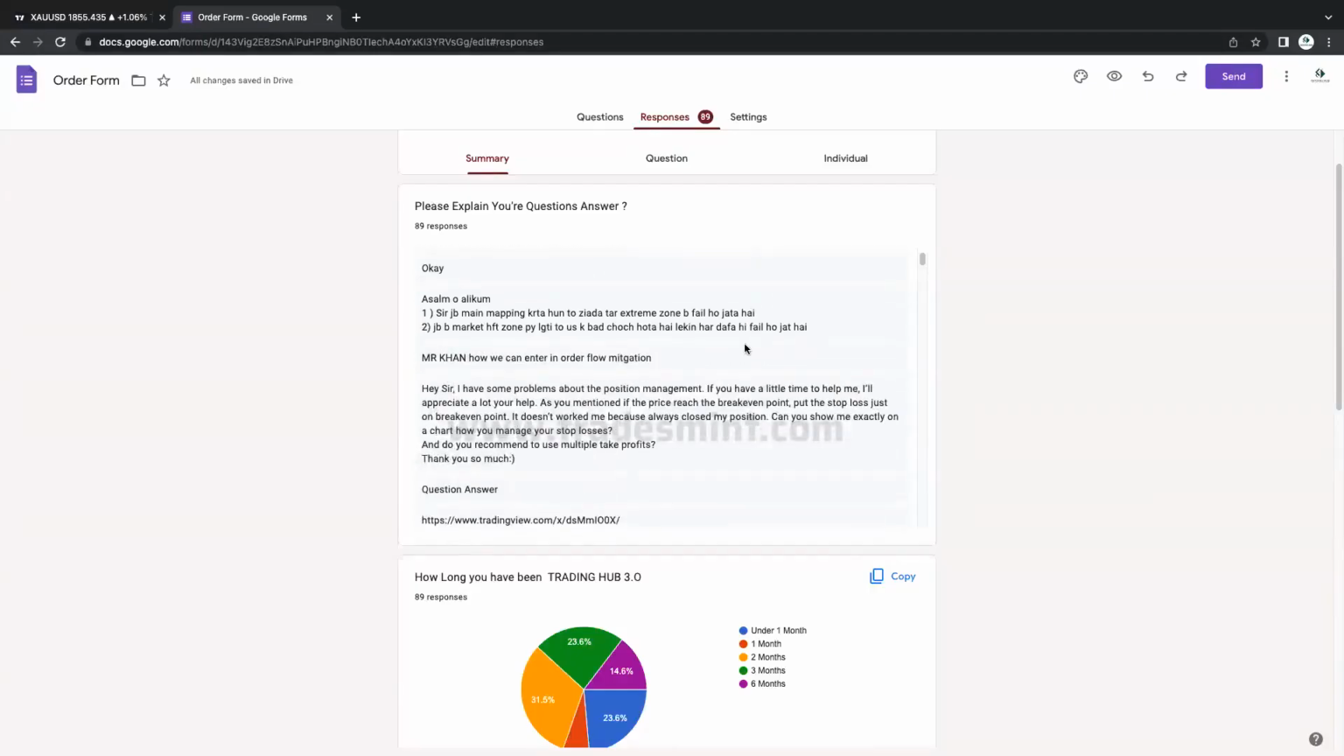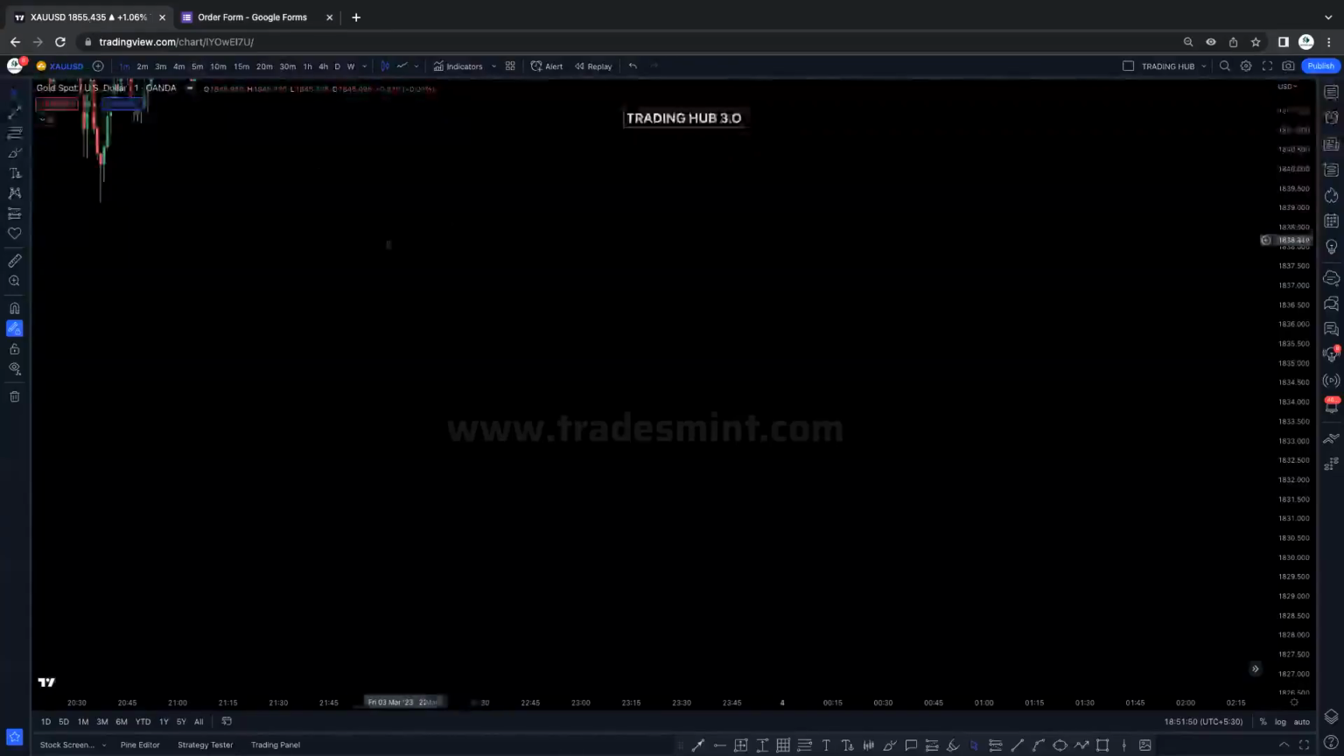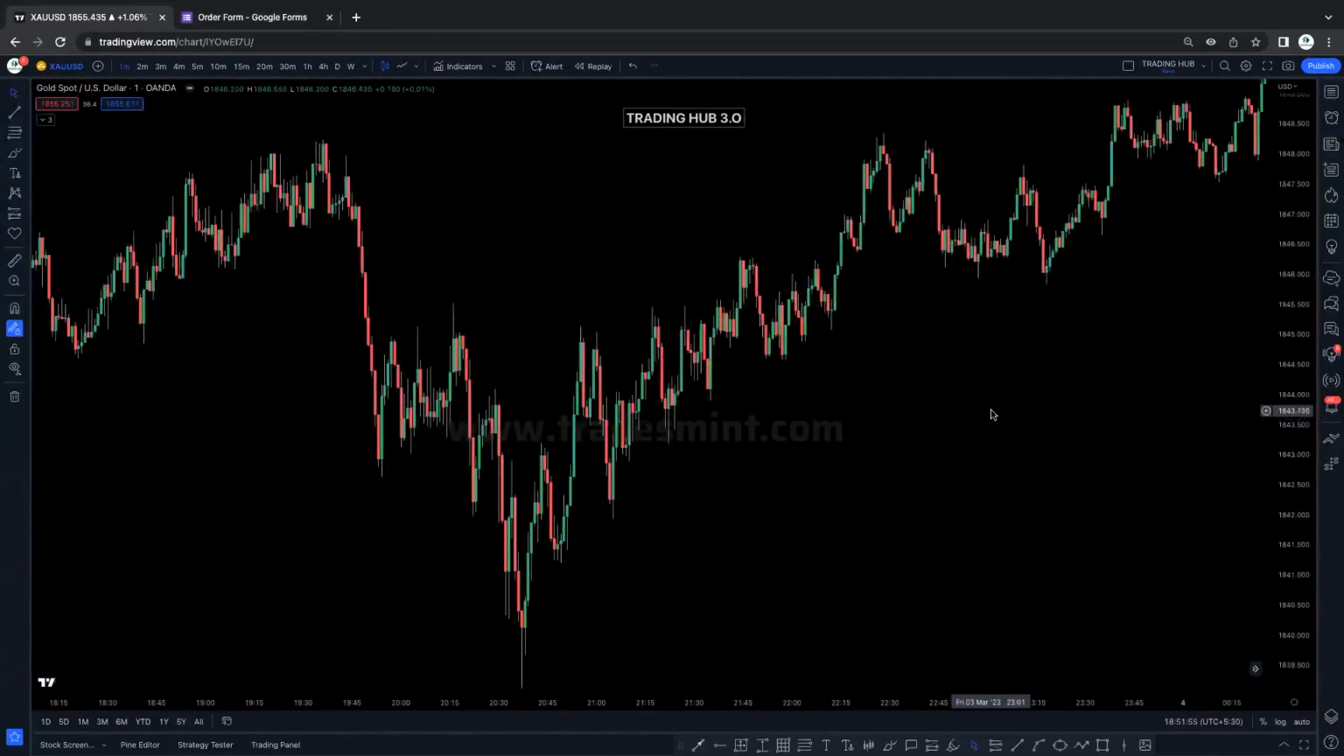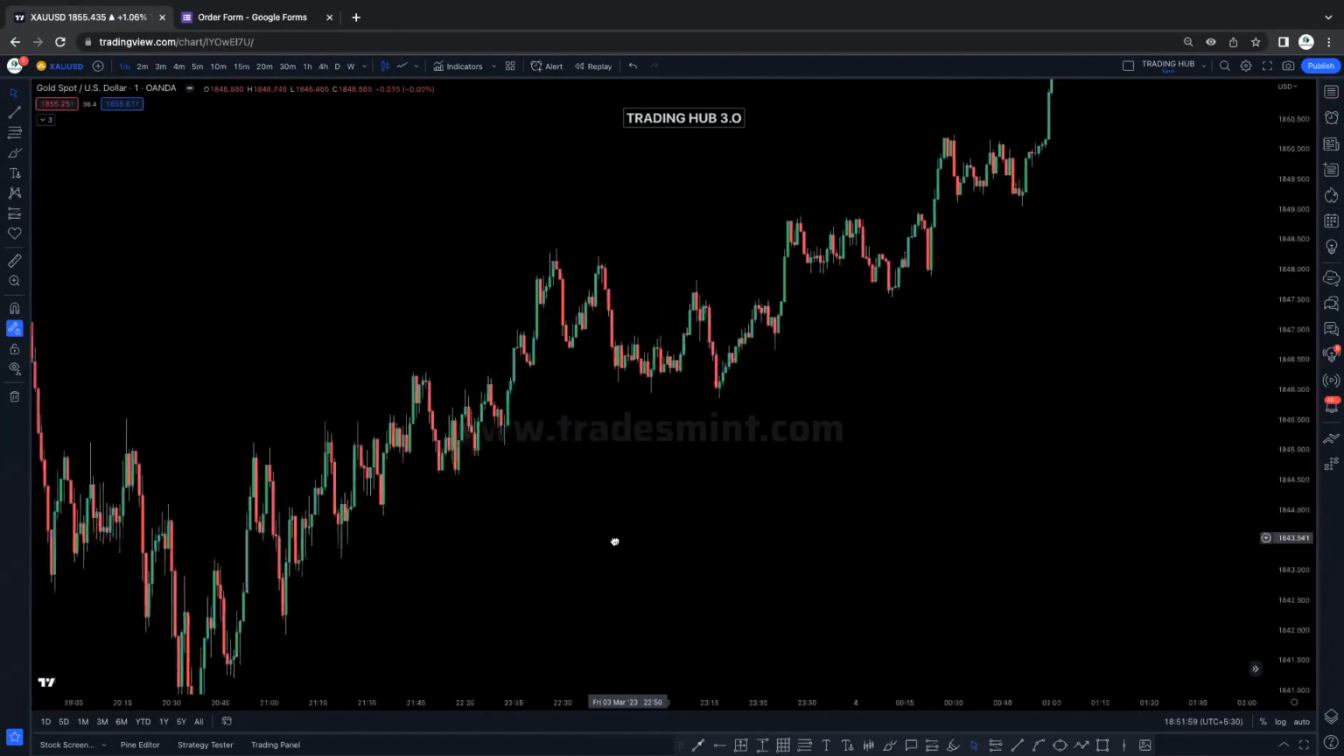The next question, Mr. Khan, how can we enter on order flow mitigation? If you want to trade based on order flow, you simply can. Order flow is a structure break where you find the last buying momentum before the drop and the last selling momentum before the buy, like this.